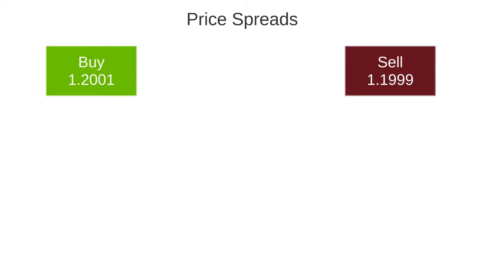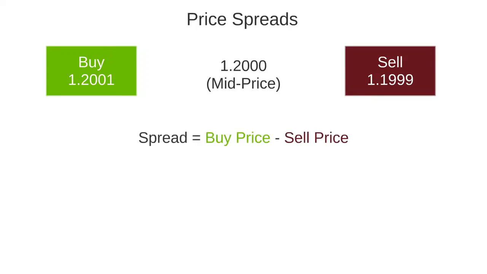The price in the middle of these two prices is called the mid price, and it's this price that's often quoted on the news channels or articles that you see. The difference between these two prices is what's known as a price spread. The spread is essentially the commission you pay the broker when you place a trade.